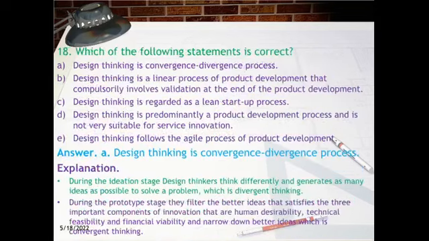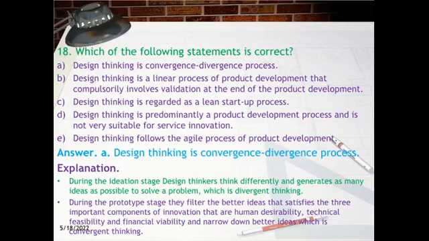18. Which of the following statements is correct? A. Design thinking is a convergence-divergence process. B. Design thinking is a linear process of product development that compulsorily involves validation at the end of the product development. C. Design thinking is regarded as a lean startup process. D. Design thinking is predominantly a product development process and is not very suitable for service innovation. E. Design thinking follows the agile process of product development. Answer A. Design thinking is a convergence-divergence process.